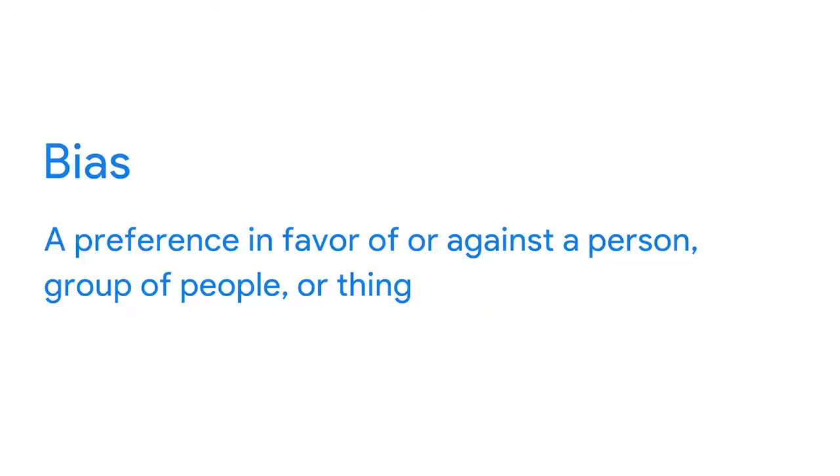Bias has evolved to become a preference in favor of or against a person, group of people, or thing, and it can be conscious or subconscious. The good news is, once we know and accept that we have bias, we can start to recognize our own patterns of thinking and learn how to manage it.